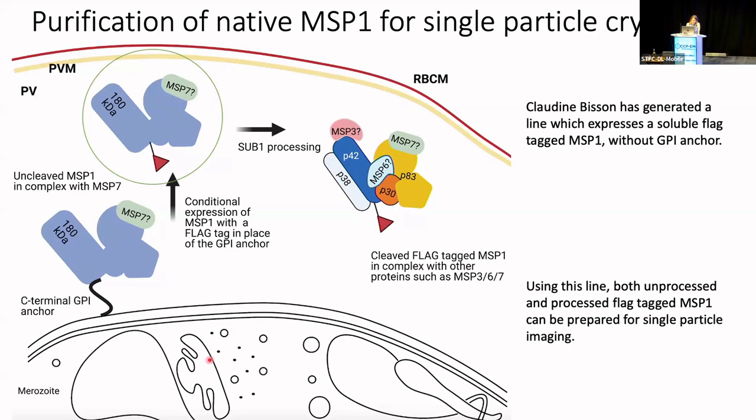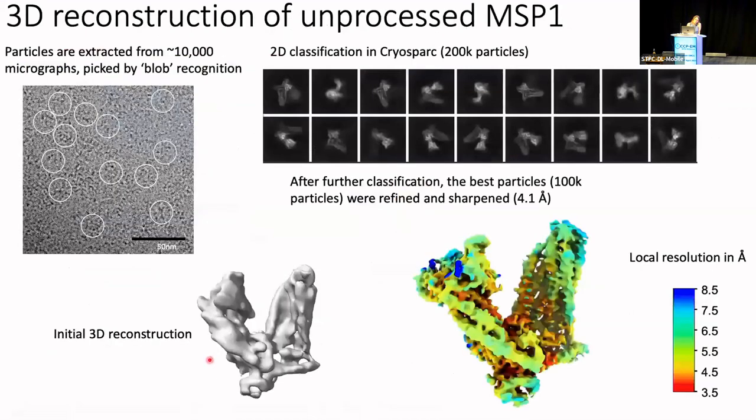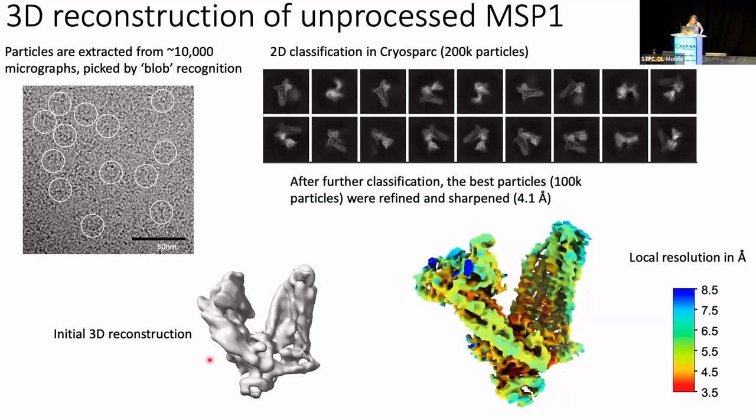So first, looking at unprocessed MSP1. Natasha helped make some cryo-grids and took about 10,000 movies on the Krios. The particles were barely visible, even in ice, but we managed to pick them by blob recognition in cryoSPARC, and then got some nice 2D classes. Finally, after further cleaning of the data, we got a 4.1 Angstrom map.